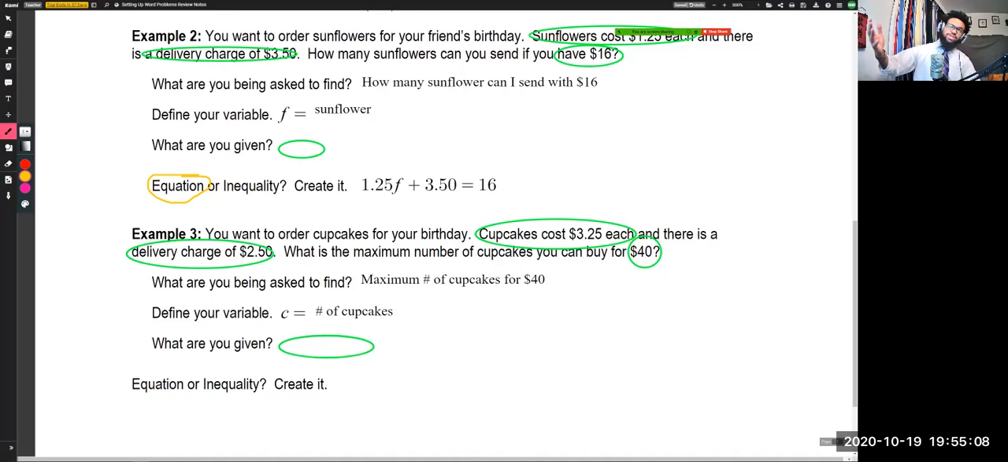So if we look at the question, the wording that's used oftentimes helps us determine whether it is an inequality or an equation. If you see this, it says what is the maximum number of cupcakes you can buy for $40. That indicator right there, maximum number of cupcakes, tells us it's going to be an inequality. All right. And now we are going to write the inequality.